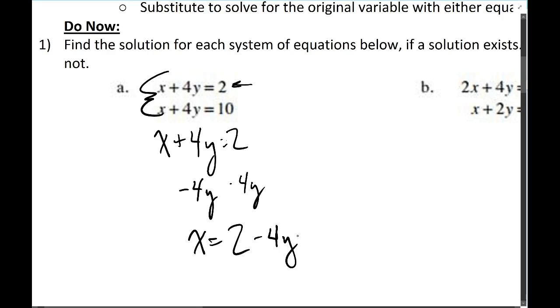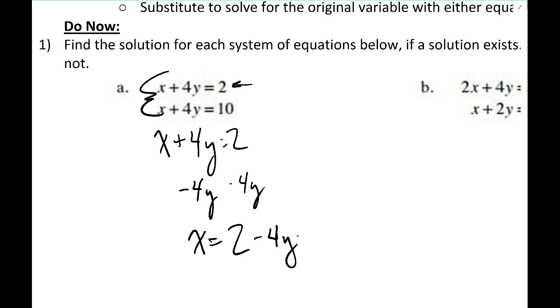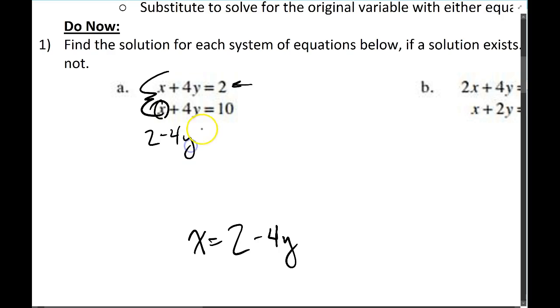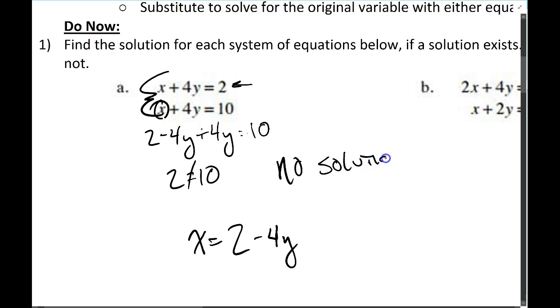I now know what x equals, and if I know what x equals, I can plug that in here and determine, let me clear some space here, I can determine what that means. If x equals 2 minus 4y, then 2 minus 4y plus 4y equals 10, and well, negative 4y plus 4y equals nothing, so 2 equals 10. No, it does not, so no solution.